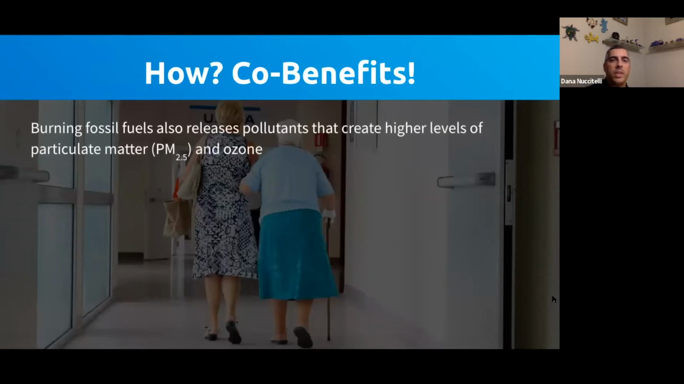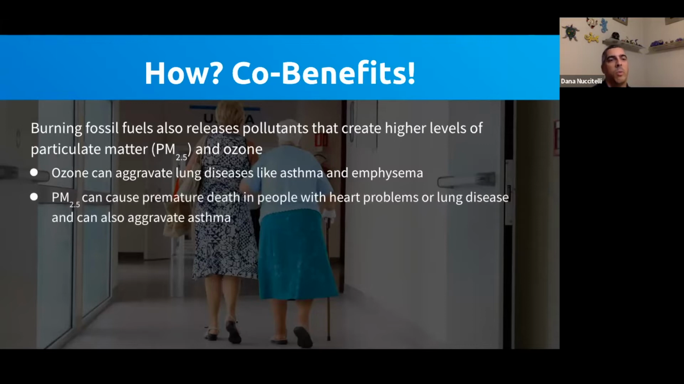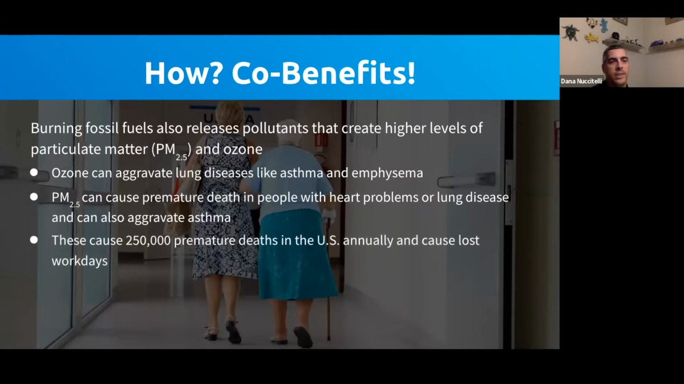As I mentioned, we call these the co-benefits. When we burn fossil fuels, we're not only putting greenhouse gases into the atmosphere, we're also putting these other pollutants, particulate matter and pollutants that create particulate matter and ozone, which have all kinds of bad impacts on health and crops. For example, when we put ozone in the air, that can aggravate lung diseases like asthma and emphysema. When we put PM 2.5, this small particulate matter, into the atmosphere, that can cause premature death if people have heart problems or lung disease, and can also aggravate asthma. So really bad to breathe this stuff.